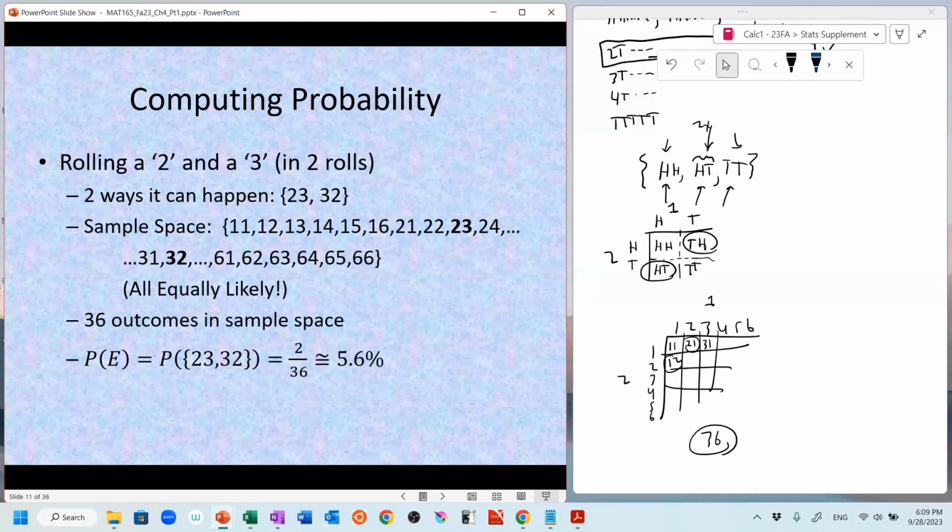If I had instead asked, what's the probability of rolling a 2 and a 3 in 2 rolls? So getting a 2 and also getting a 3 in 2 rolls, there's 2 ways that could happen. I could get a 2 then a 3, or I could get a 3 then a 2. So in this case, there are 2 outcomes in the event, 2,3 as well as 3,2. Still 36 outcomes in the sample space, the same sample space as before, we just changed the event. So 2/36 is about 5.6%. So again, be careful with the exact wording of events or of the setups of problems.